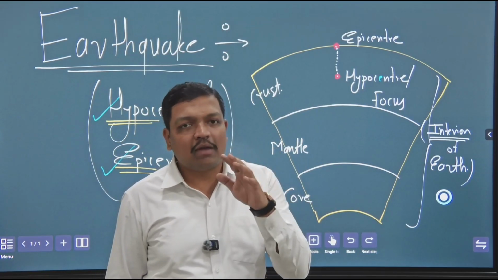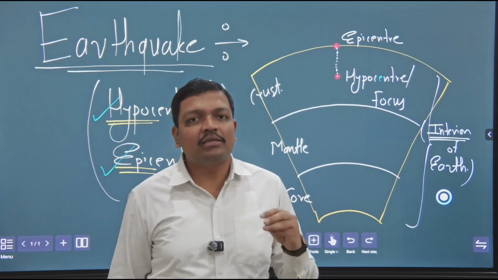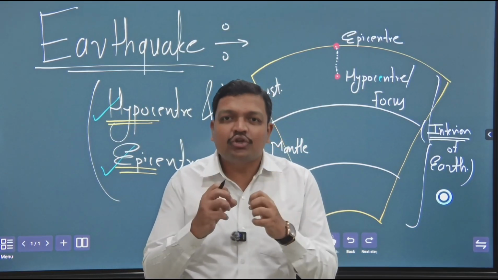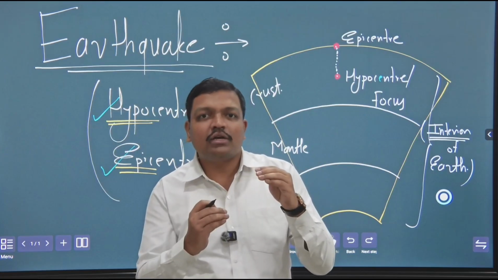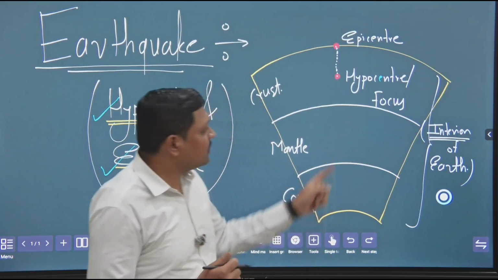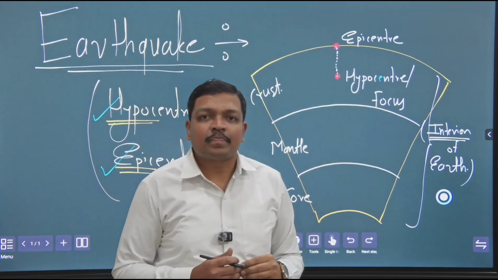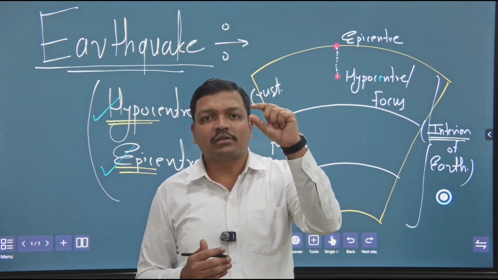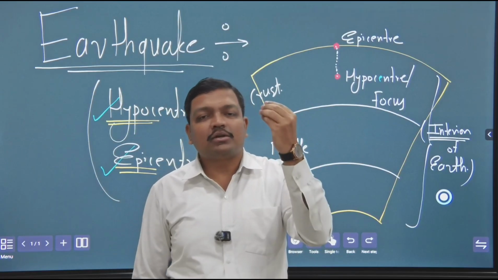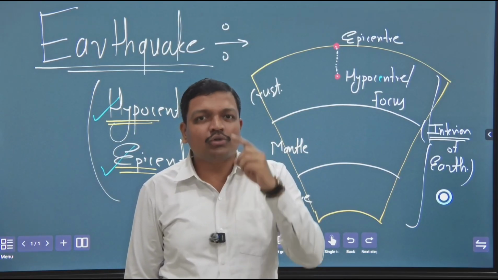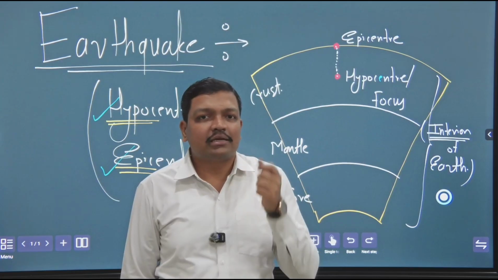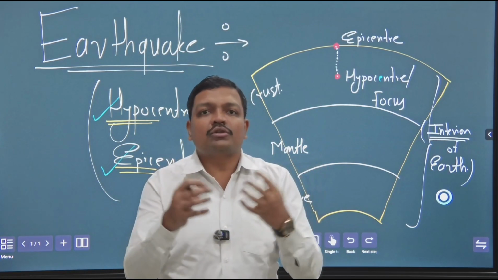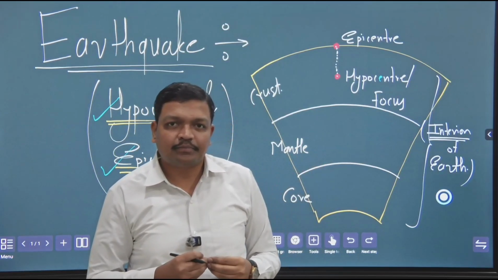Epi means the outermost layer and hypo means the layer which is present beneath the surface of the earth. The center through which the energy of the earthquake releases, which is present in the interior of the earth, is known as the hypocenter, and sometimes it is known as the focus. On the other hand, the point on the surface of the earth which is closest to the hypocenter, at the shortest possible distance, is referred to as the epicenter, where you will actually see the repercussions or negative consequences of the earthquake.